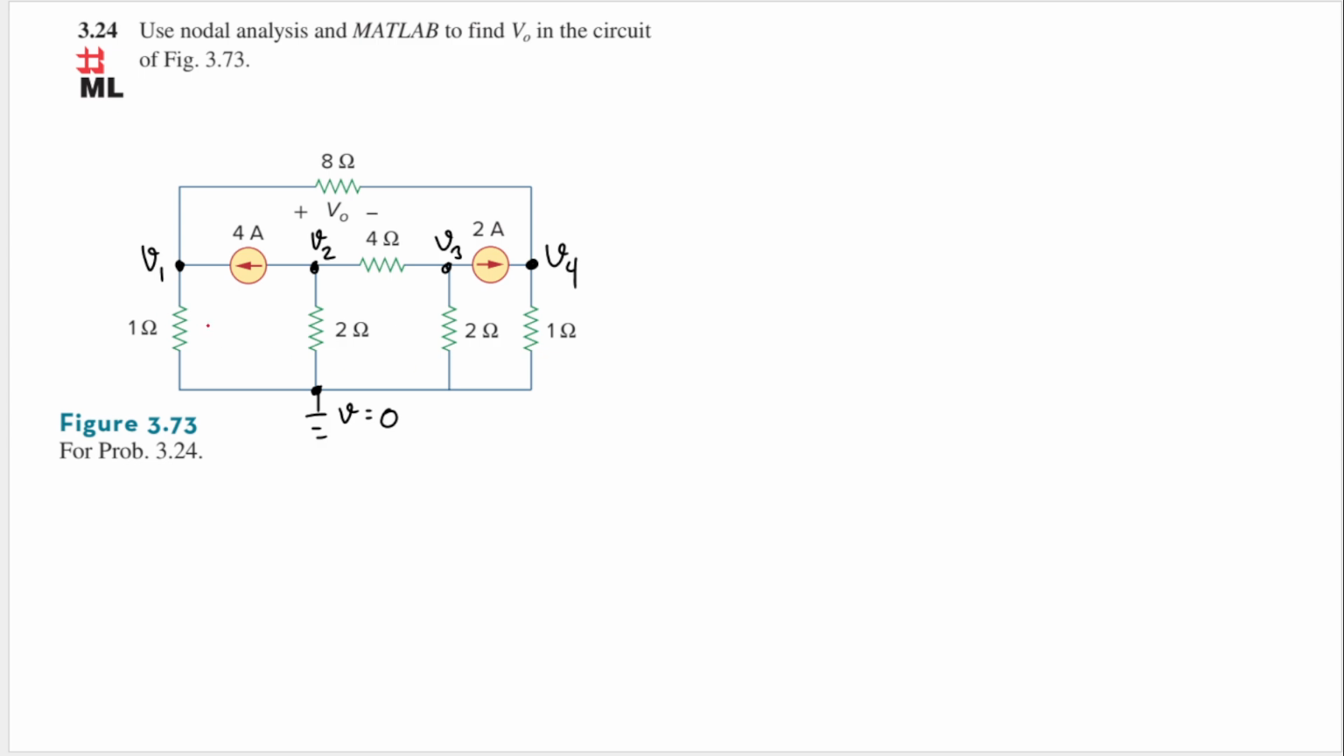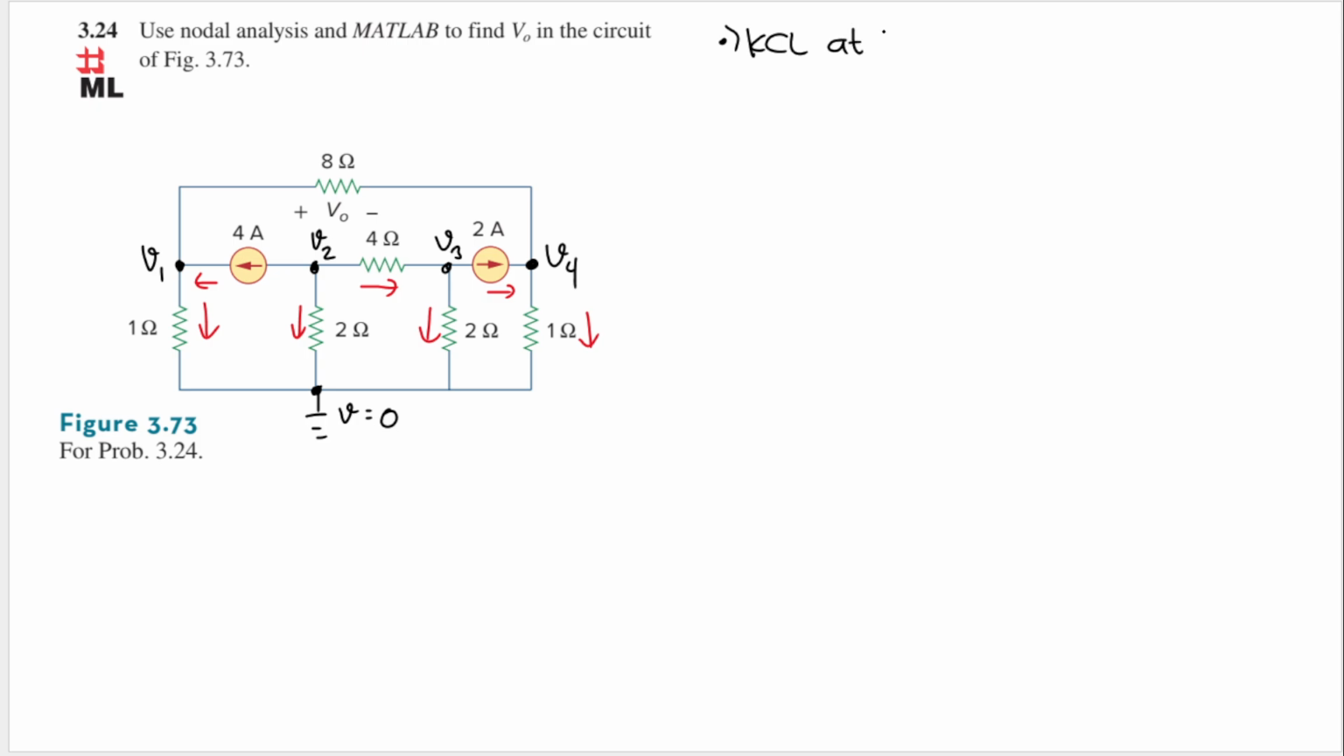Let's start by assuming the direction of the current. Let's assume this vertical resistor has the current going down. And for this one, I just follow the arrow of the current source. This one is going to the right, and this is also going to the right. Good. Now let's do KCL at V1, V2, V3, and V4. Maybe we can just do it quickly.